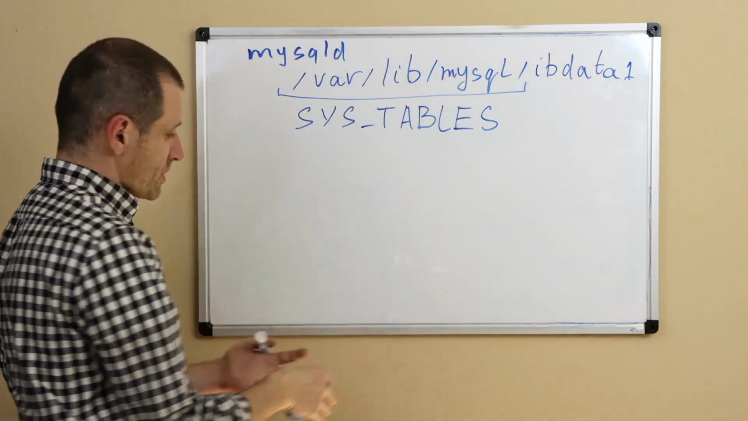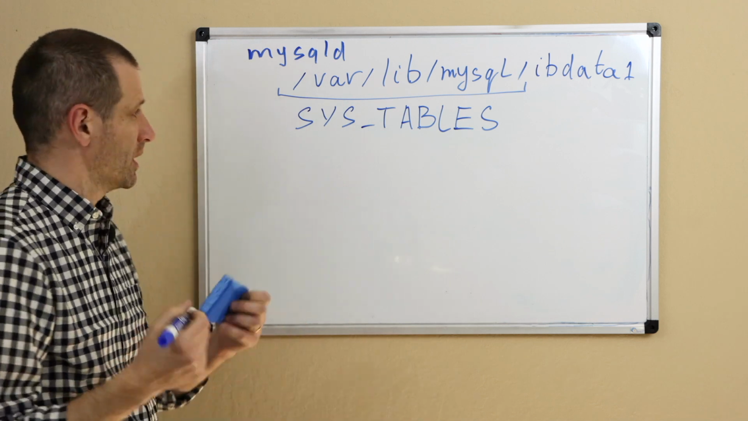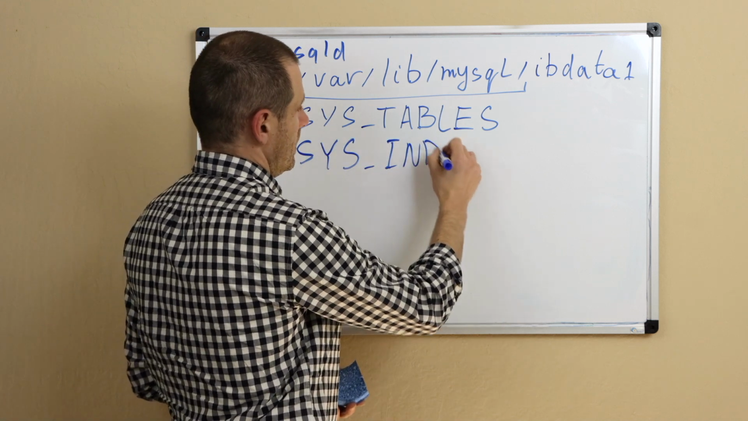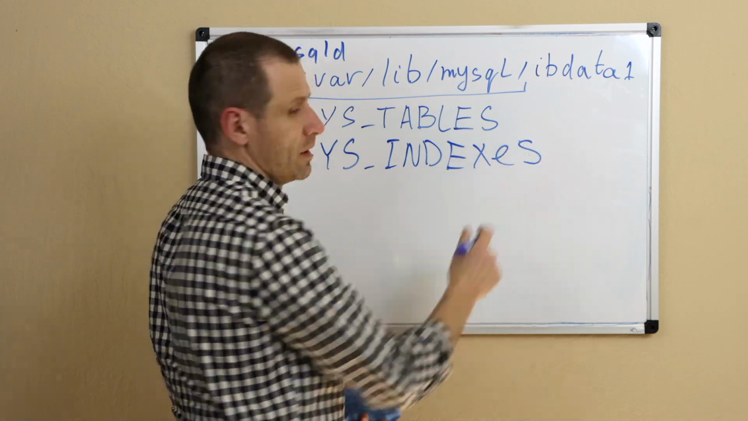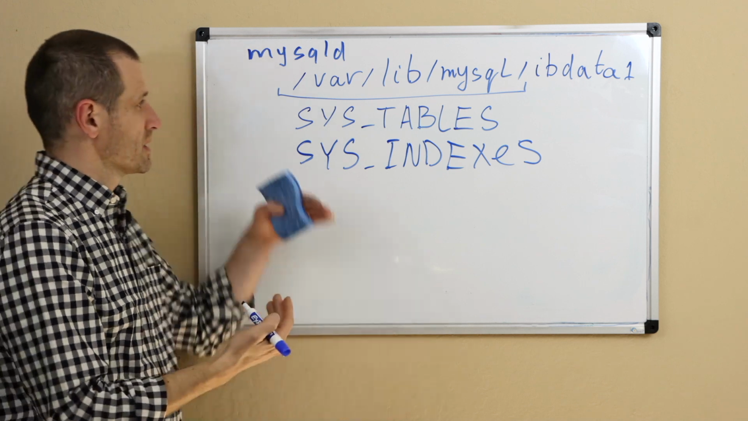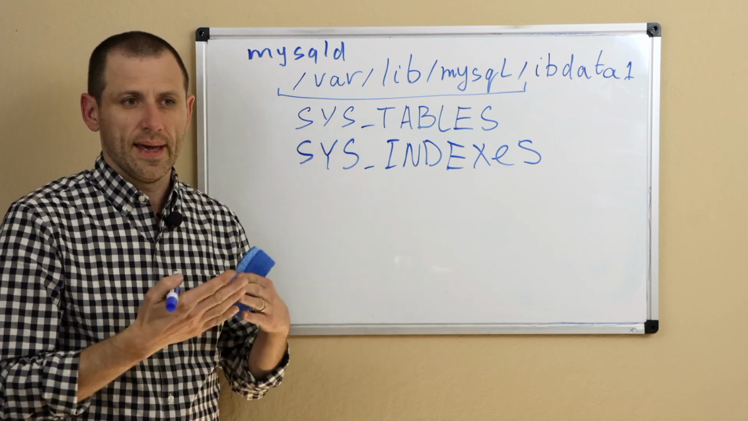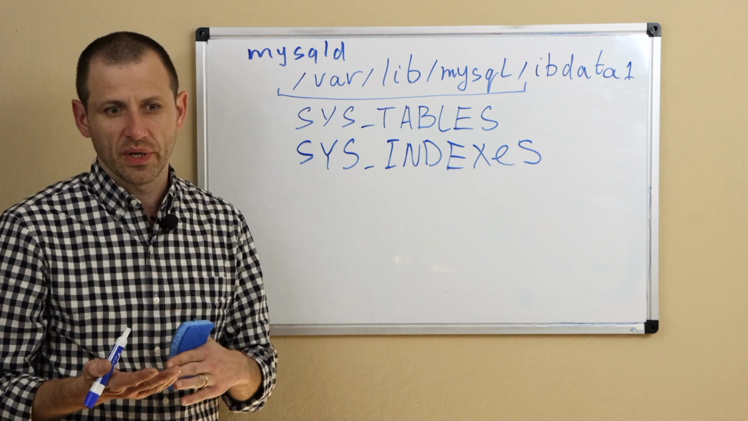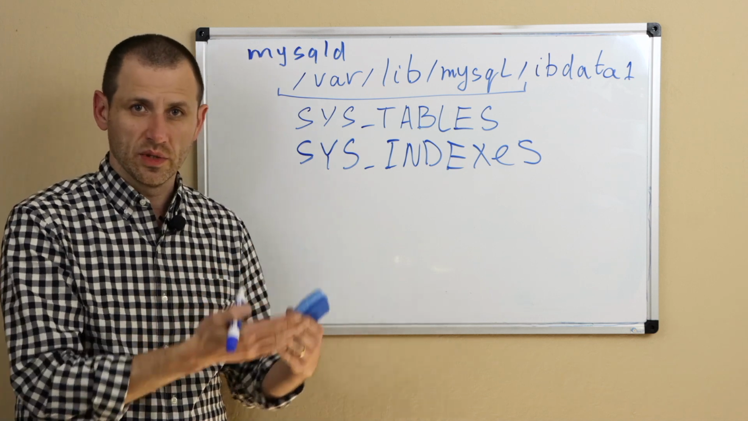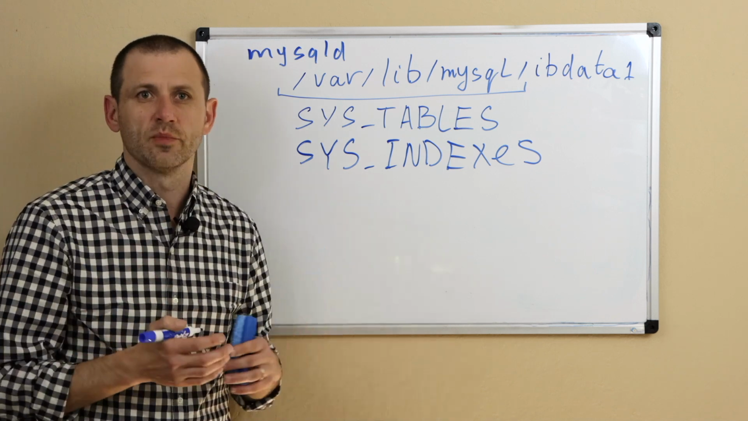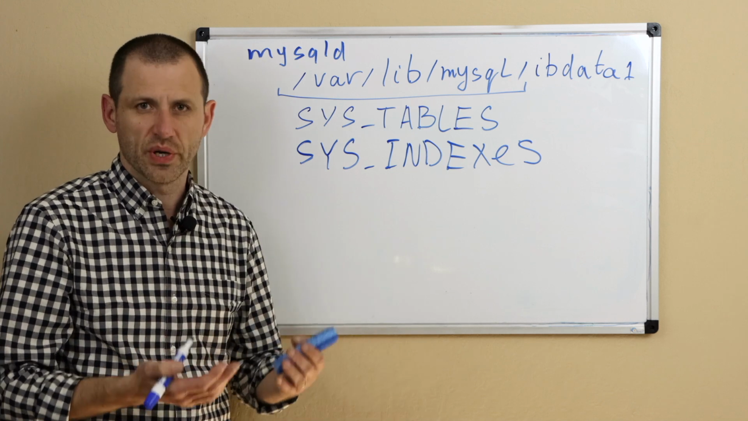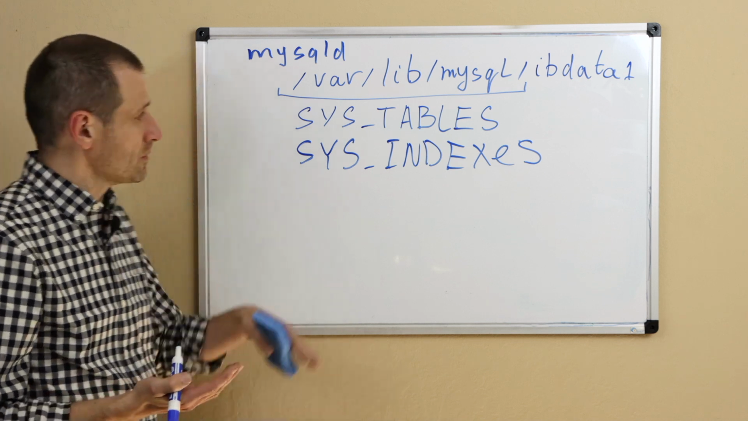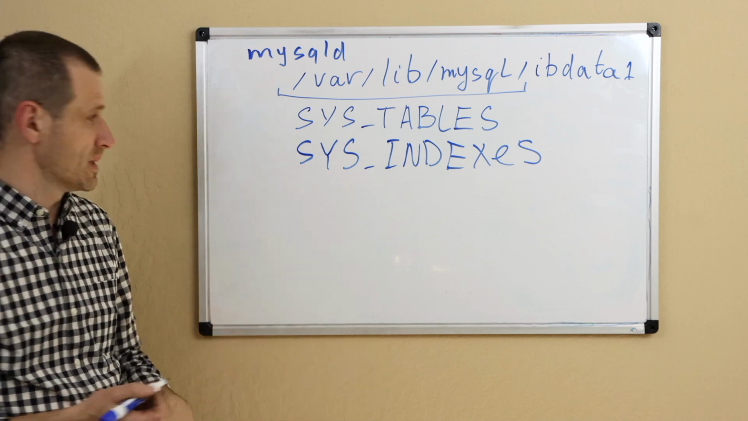There are other tables in the dictionary, and InnoDB uses them to store other information about the table. For example, SYS_INDEXES stores a list of indexes in a table. First of all, every InnoDB table needs to have a primary index. If a user doesn't define the primary index, then InnoDB will use either a unique index or will generate a 6-byte integer field and will use it as a primary index. Plus, a user may define secondary indexes in a table. All of them will be listed in SYS_INDEXES.